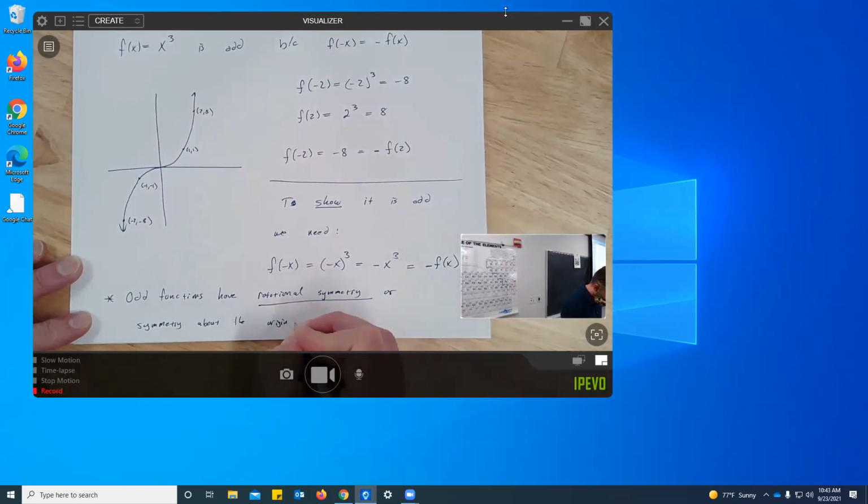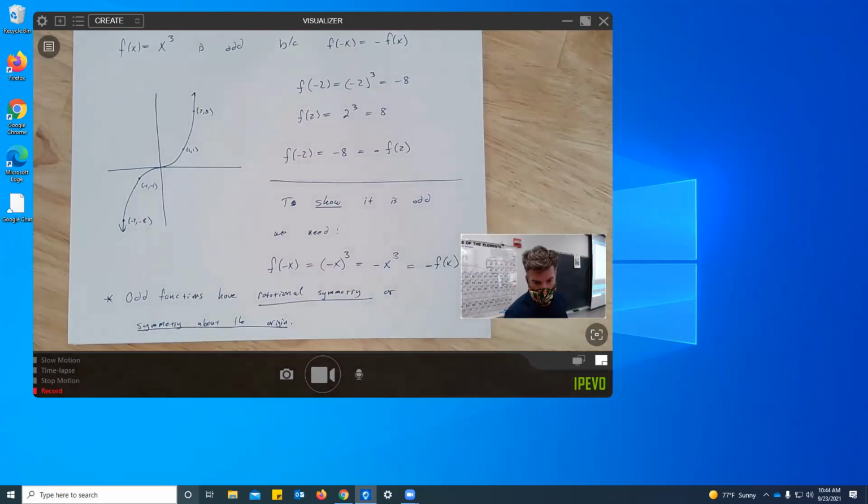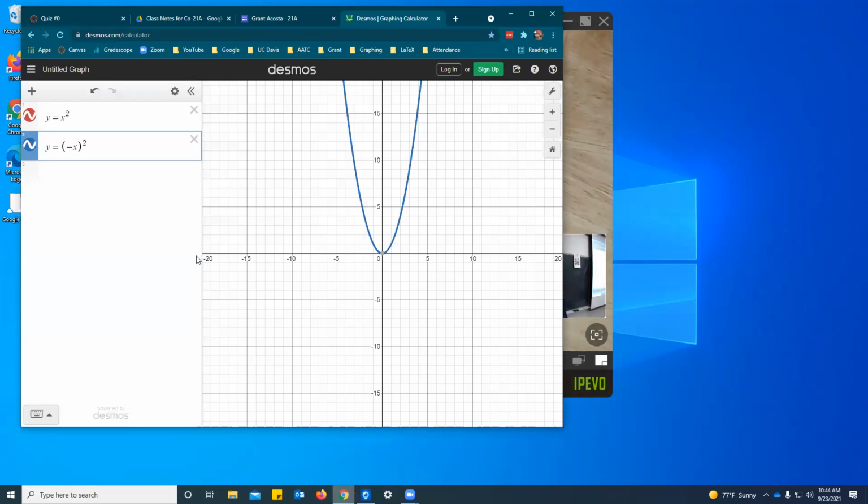And the way I always think of it, the way I literally think of it, is if you rotated this 180 degrees about the origin, it would look the same. Another way to say it though is if you reflected it both in the x-axis and the y-axis, it should look the same as it originally did. And again, if we look at Desmos here.